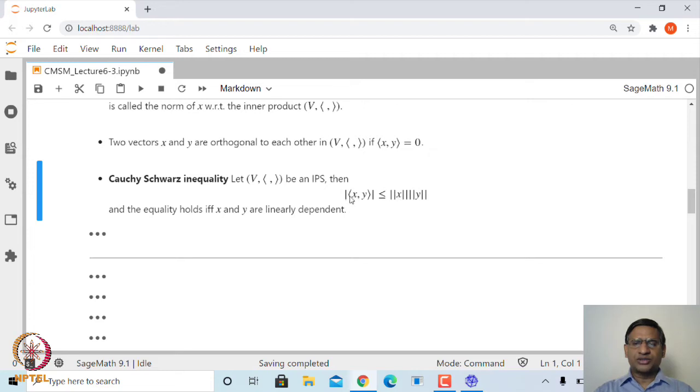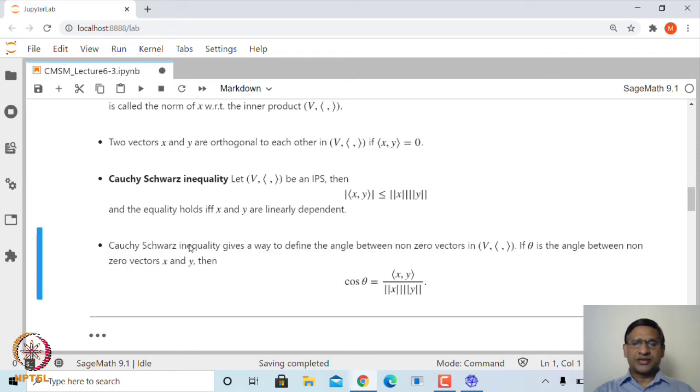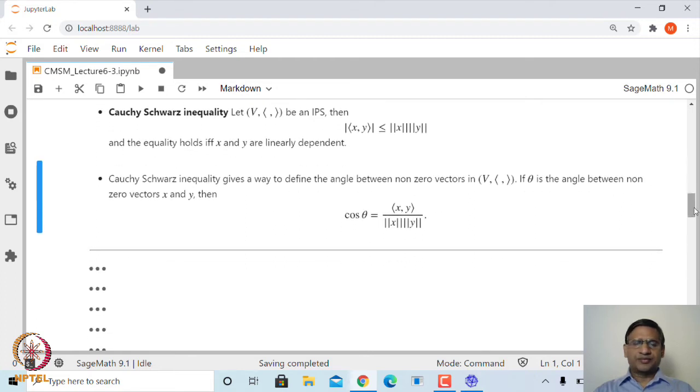That is the same as saying, if I remove this modulus, then minus 1 will be less than or equal to the inner product of x with y upon norm of x into norm of y, less than or equal to 1. So, this particular quantity will lie between minus 1 and 1 for each non-zero x and y, and you know a function which always lies between minus 1 and 1, and that is cos theta. So, if theta is the angle between two vectors x and y, then cos theta is nothing but the inner product of x with y divided by norm of x into norm of y. In particular, theta will be cos inverse of this quantity. So, this definition is actually motivated by this Cauchy-Schwarz inequality.